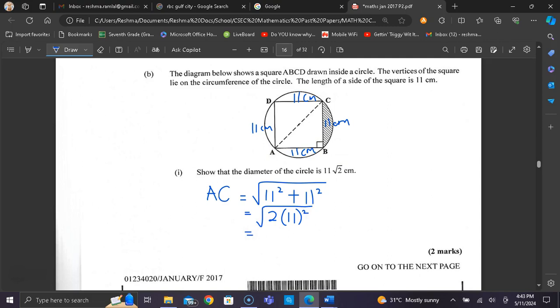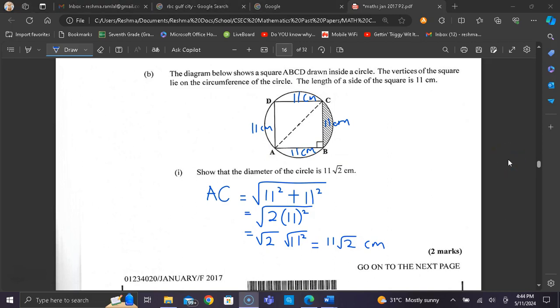Now, again, this is where CSEC sneakily brought in the topic of surds, and I've done a video on this previously, to break up a square root of a product. It will be the product of the individual numbers. So if we break up the square root, it will be the square root of 2 by the square root of 11 squared. And of course, the square root of 11 squared will just give us 11, since 11 squared is 121, and the square root of 121 is 11. So we end up with 11 times the square root of 2 centimeters.